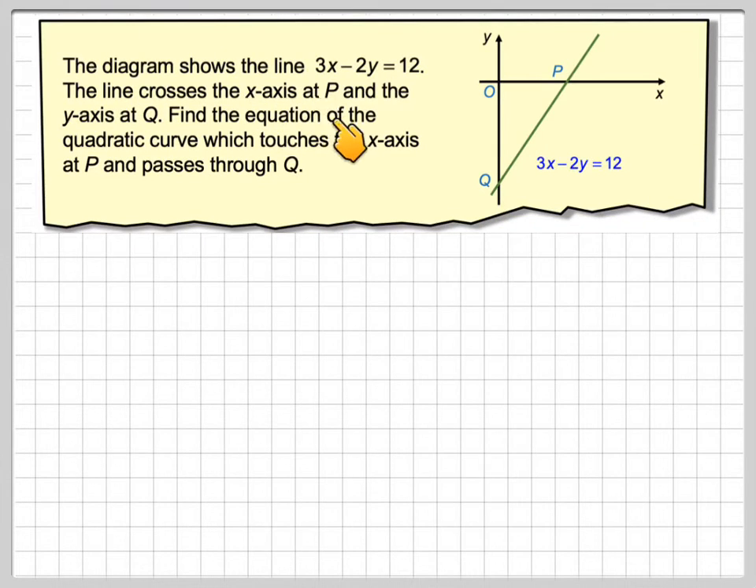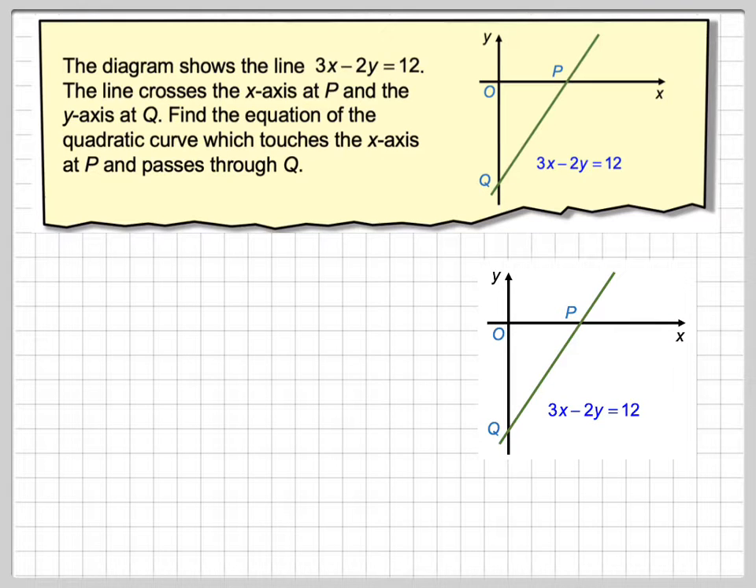The diagram shows the line 3x minus 2y is equal to 12. The line crosses the x-axis at P and the y-axis at Q. Find the equation of the quadratic curve which touches the x-axis at P and passes through Q. So basically we want this sort of curve that goes like that.